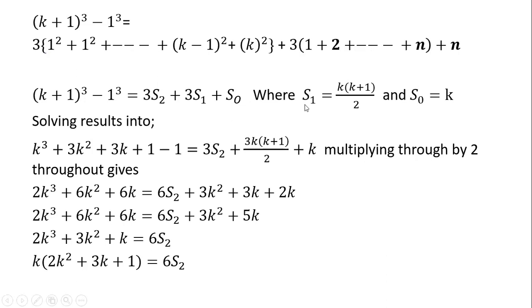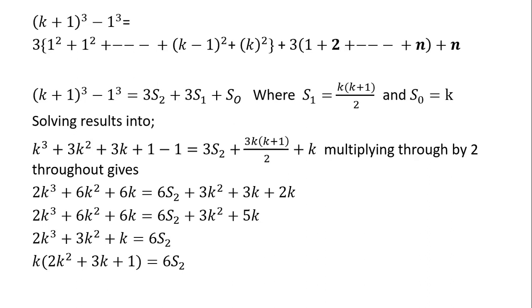And if you substitute for S1 and S2 into this expression, it gives us k cubed plus 3k squared plus 3k plus 1, which is the expansion of k plus 1 cubed, minus 1 cubed. For that, 1 minus 1 gives 0. And on the right hand side, we shall have 3S2 plus 3k into k plus 1 over 2, which is the sum of n terms, power 1, of course. Then also we have S0, which is the sum of 1 plus 1 up to n, which should be k times.